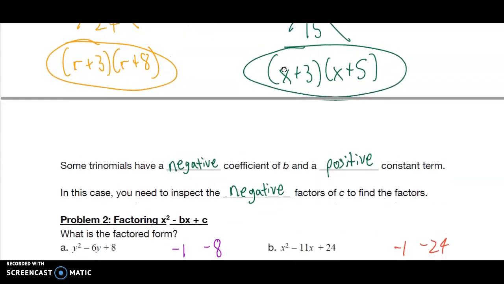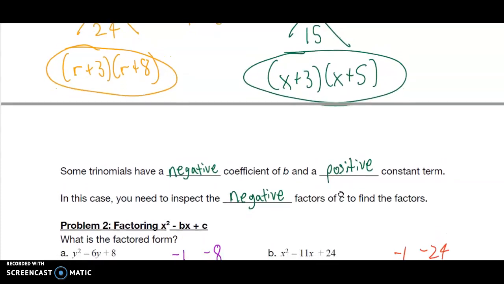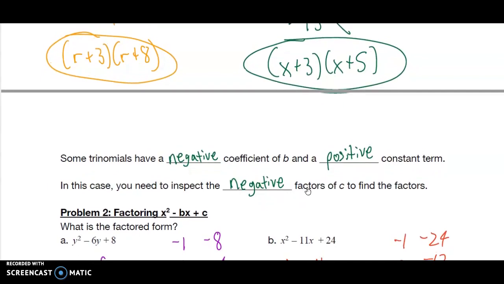So let's imagine if I have different signs. If I have a negative coefficient of b and a positive constant, in this case, we're going to have to inspect negative factors in order to find our correct numbers. So for example, a negative coefficient of b is like a negative middle term, something like minus 6y, and a positive constant still ends with something like plus 8.